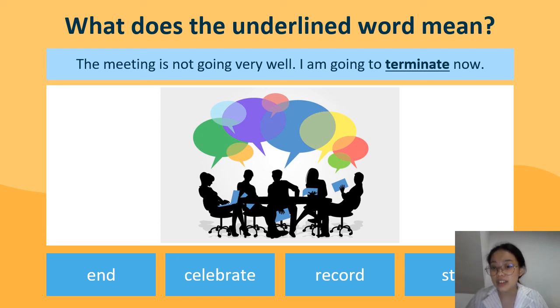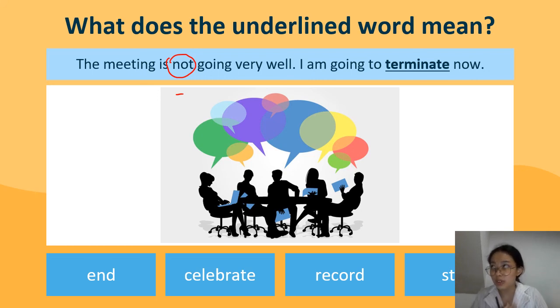Remember, positive, negative, and after that, find the context clue around it. The meeting is not going very well. Can you find a word that shows positive or negative? I think you guessed it right. Not. Not at all. No, I am not. No, she isn't. So, it's negative for sure. I am going to terminate now.